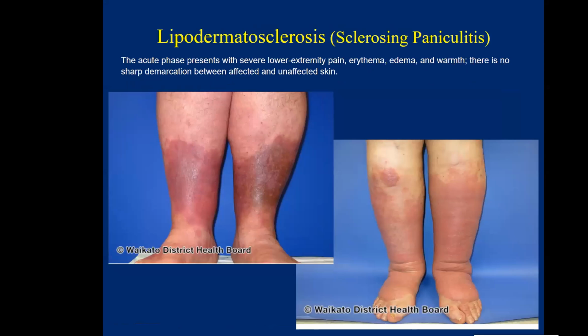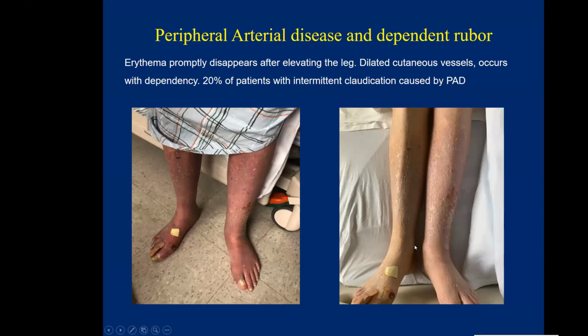Then this is the other one that I was mentioning that we don't think about frequently. Sclerosing panniculitis is a type of late stage of venous stasis, and in the acute phase, it can look like cellulitis. It can be very painful. It can be red, it can be swollen, it can have weeping, and you can see that bilateral is the other characteristic. And lastly, the other one that I want to touch briefly on is peripheral arterial disease and dependent rubor.